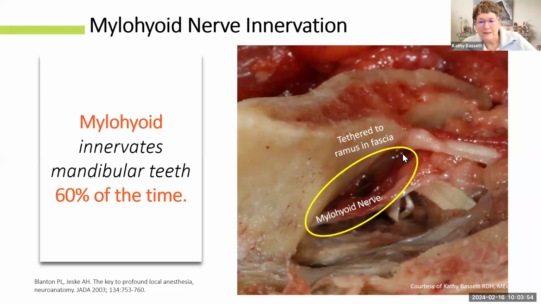And in the Blanton and Jeske article, they stated that 60% of the time we have innervation from the mylohyoid nerve.